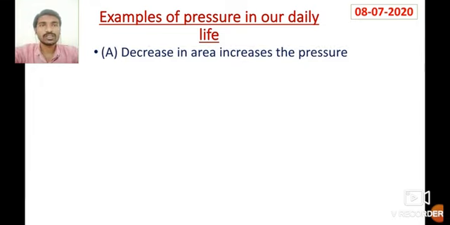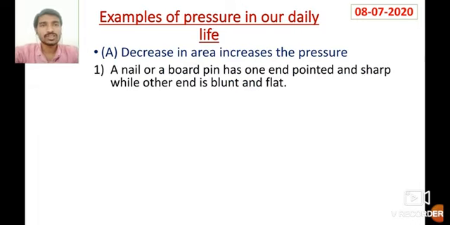So the first one: decrease in area increases the pressure. That means when a person is standing, what happens there? The thrust will be more, and there the pressure will also be more. Why will the pressure be more when the person is standing? Because it has very less area. So let us go with the first example.